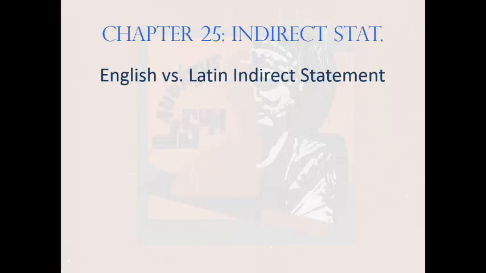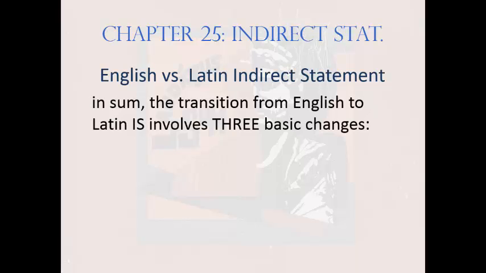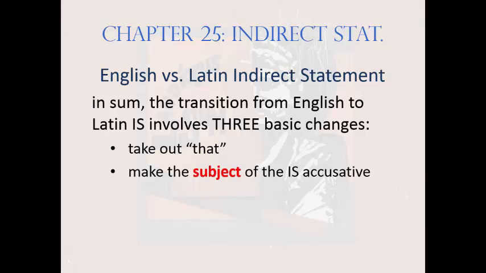Let's stop and sum up what indirect statement entails. It's easier to see the rules when you imagine moving from English to Latin. So let's look at it that way. First, take out that. There's no that in Latin. Second, turn the subject, which is nominative in English because it's attached to a finite verb, into an accusative in Latin, because now it's associated with an infinitive, and infinitives take accusative, not nominative subjects.